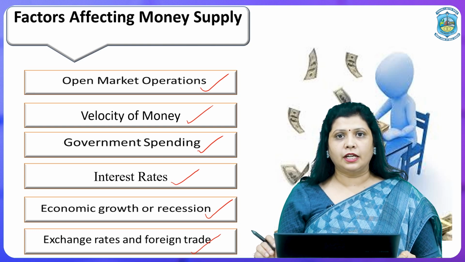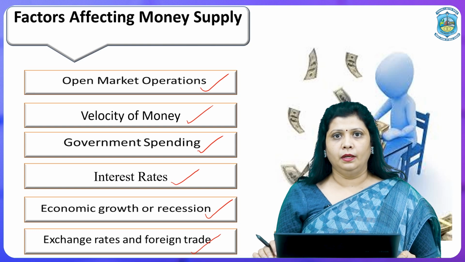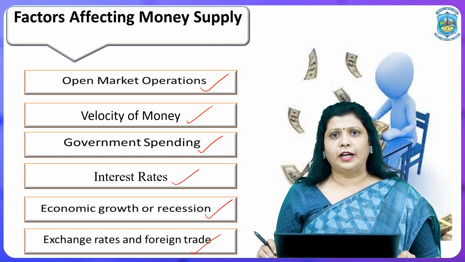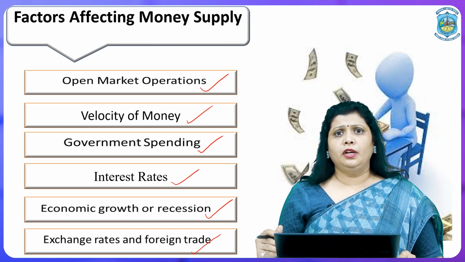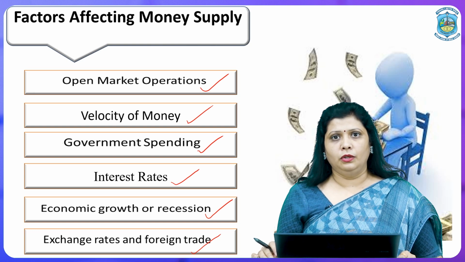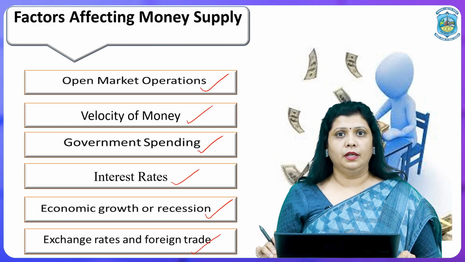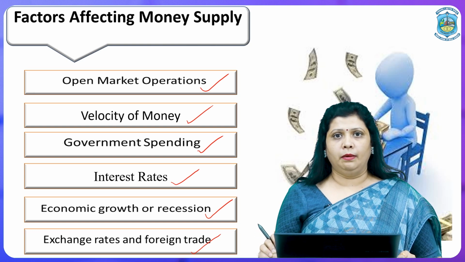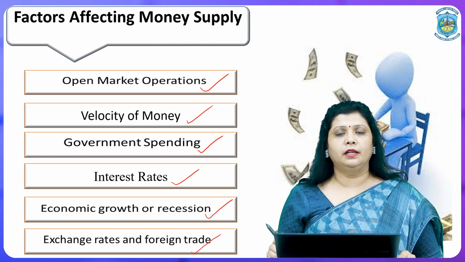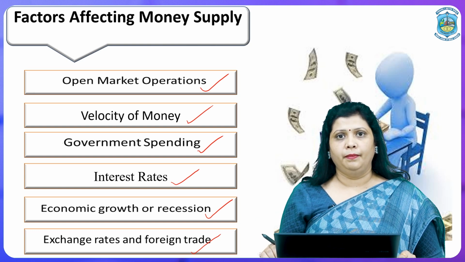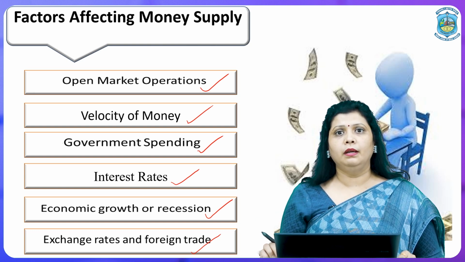The next portion is the exchange rate. If the exchange rate fluctuates frequently in the economy, no one can trust that currency for a long time, and the value of that currency declines. So the money supply will be reduced.